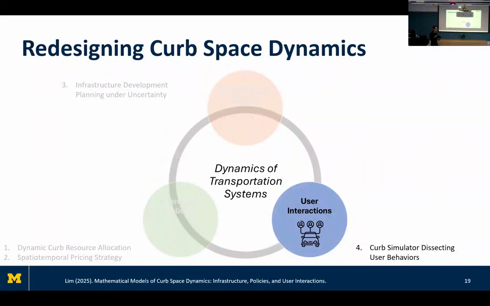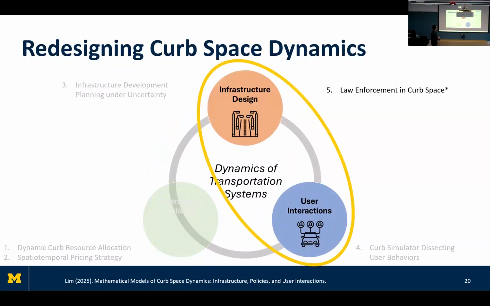Then I'm going to have a little detour from the OR approach. I'm going to introduce a micro simulation model, which I use to dissect the users' interactions and learn the behaviors of the users on the road. And finally, this is one of the most recent works. I just completed a preprint a few days ago, actually. And I'm going to briefly discuss, if I have time, how I try to regulate the infrastructure or the users' behaviors, so we can boost the efficiency of the infrastructure operation through law enforcement.